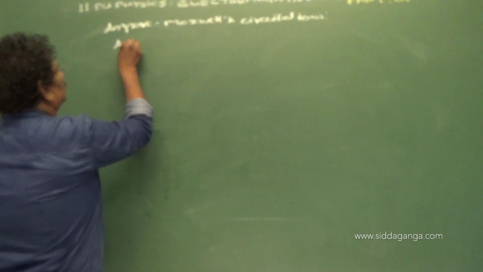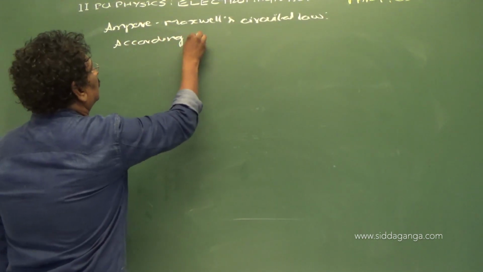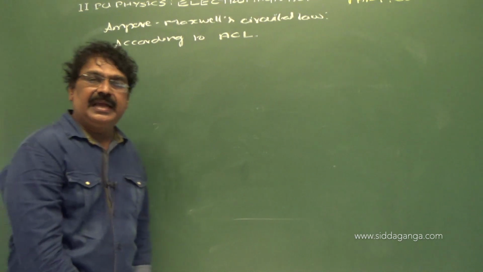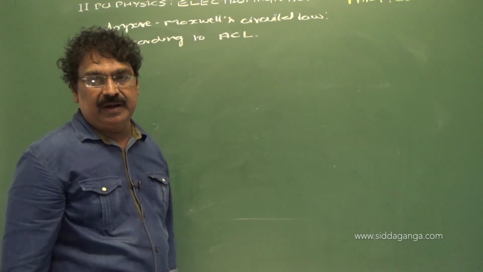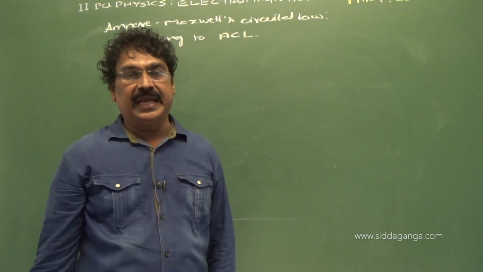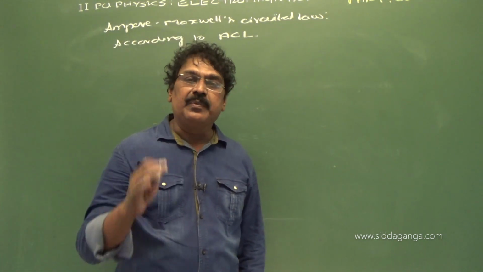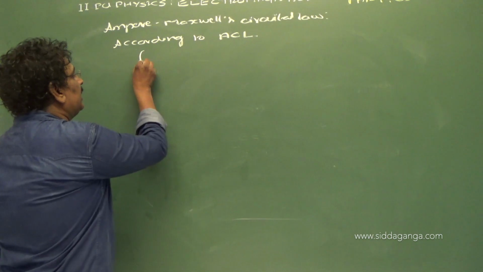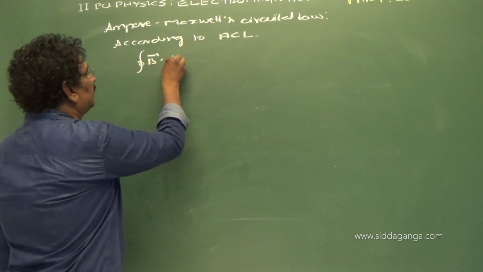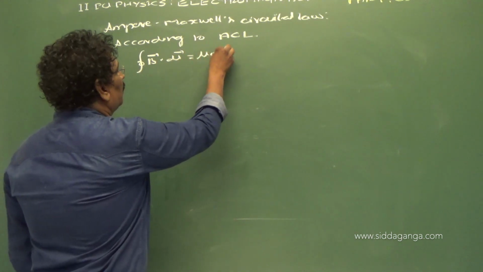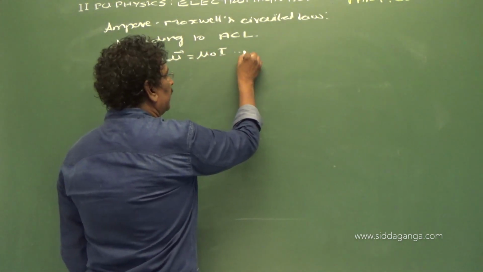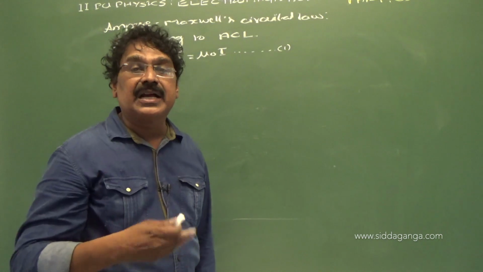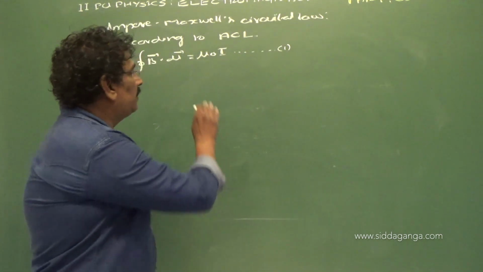According to Ampere Circuital law, the line integral of magnetic field over a closed path in free space is equal to mu naught times the current enclosed by it. Mathematically, line integral of B dot dl is equal to mu naught I, where I is current, and of course it is the conduction current. Now this is equation 1.